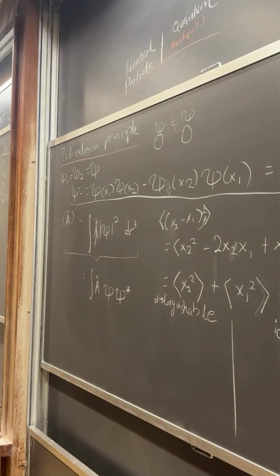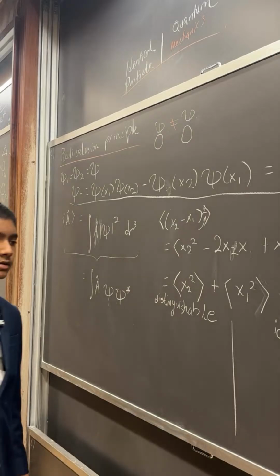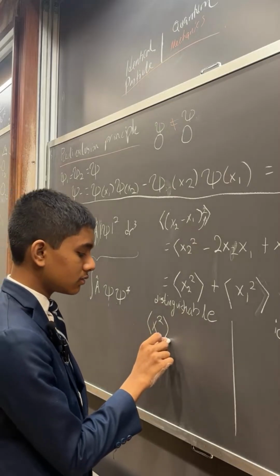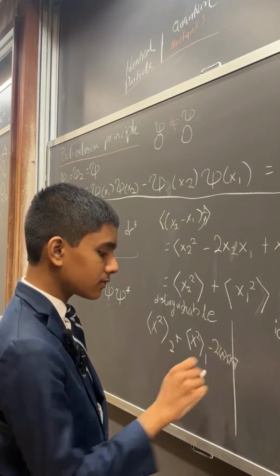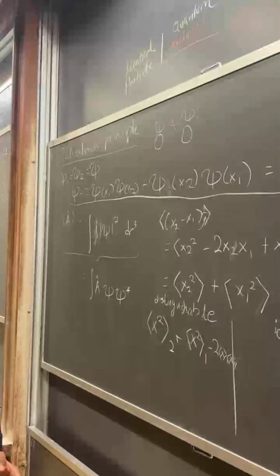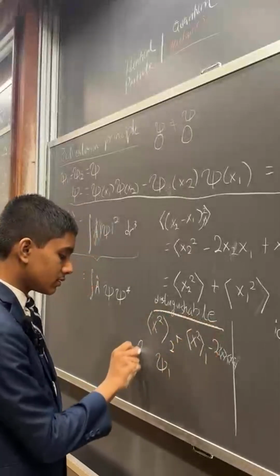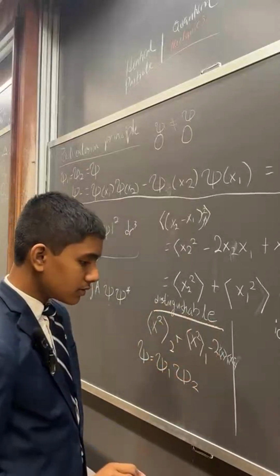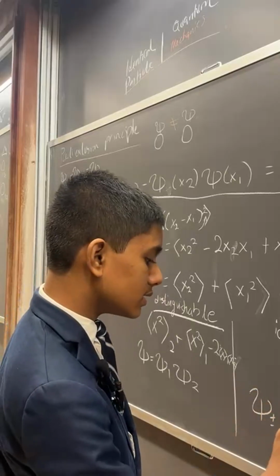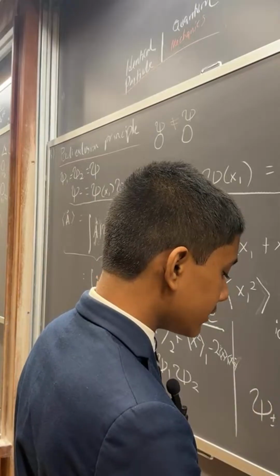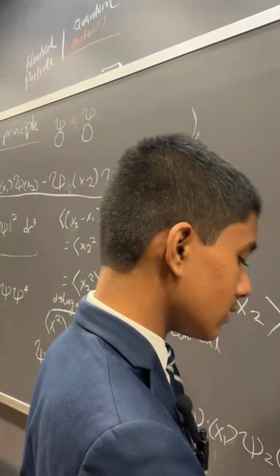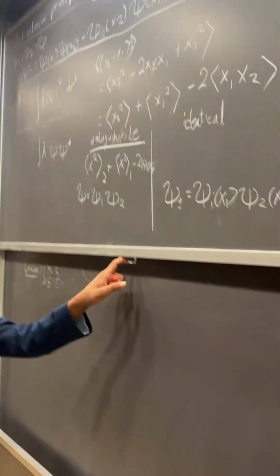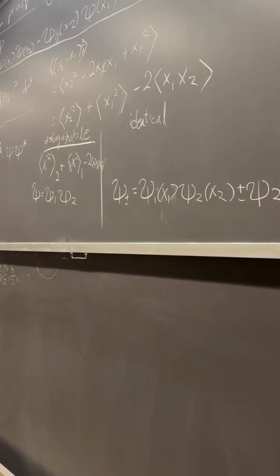With distinguishable particles, you probably can predict what's about to happen. We're just going to get x2 squared plus x1 squared minus 2x1 x2. But with identical particles, everything changes. You know why? With distinguishable particles, we are simply using the milquetoast wave function psi 1, psi 2. Here the wave function is psi 1 x1, psi 2 x2 plus minus psi 2 x1, psi 1 x2. When we plug in that there, some crazy stuff is about to go down.